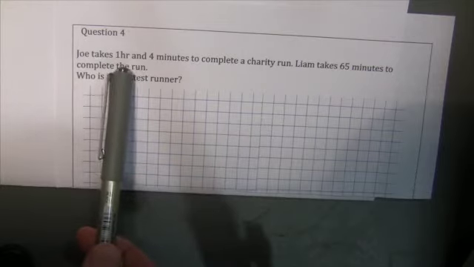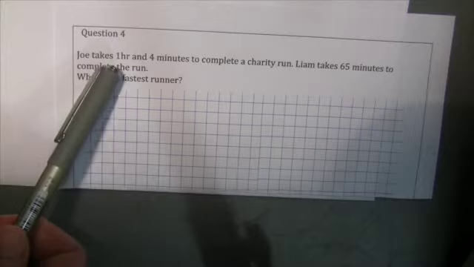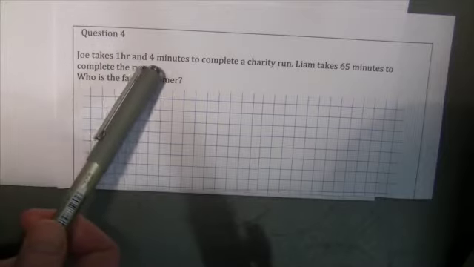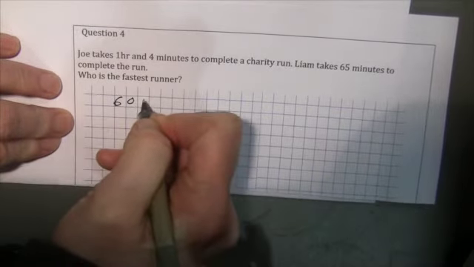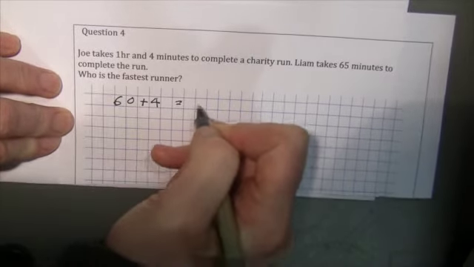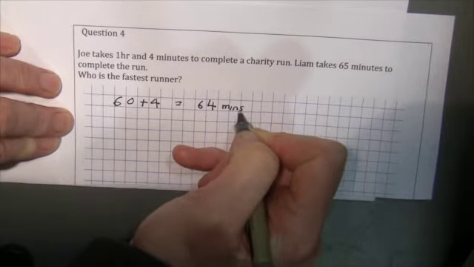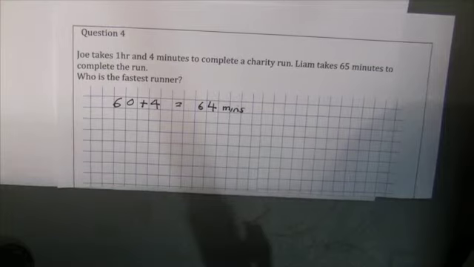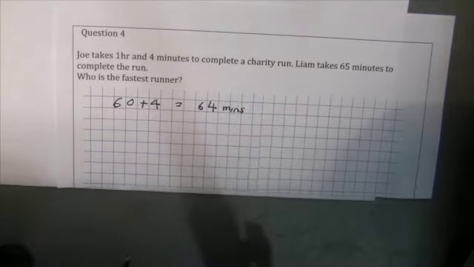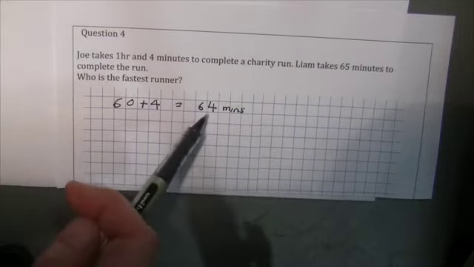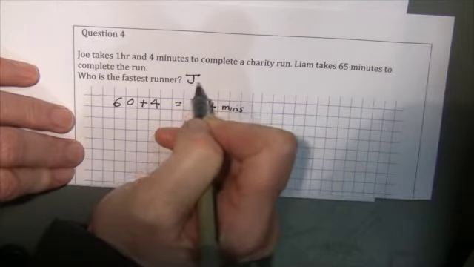So I'm going to change the 1 hour and 4 minutes into just minutes. There are 60 minutes in an hour, and then I've got the extra 4. 60 add 4 equals 64 minutes. Now I can see that Liam takes 65 minutes, Joe takes 64 minutes, so Joe is the fastest.